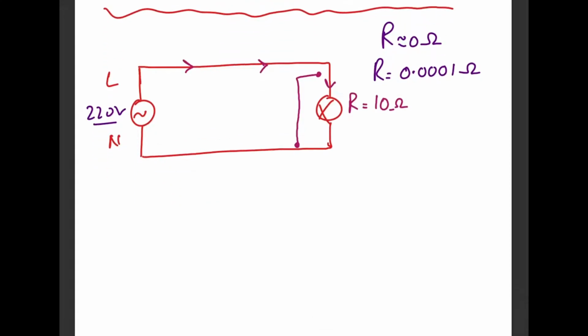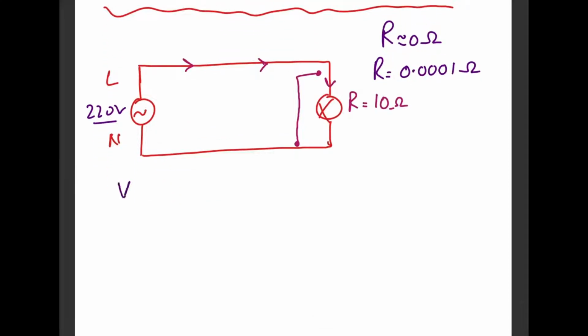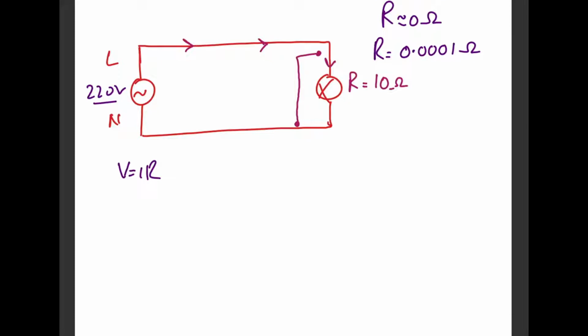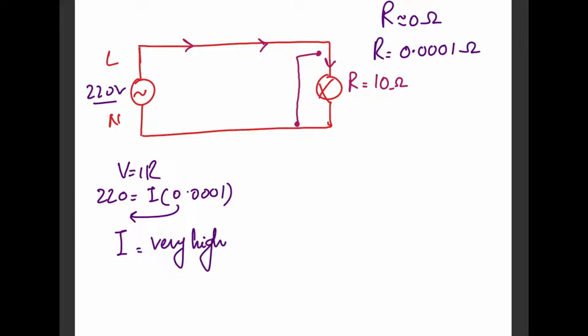So if I had to find the current in this situation, I would have used V equals IR. 220 volts are available to me. Current is what I want to find out, and the resistance is 0.001. If I take that over there, the value of current is going to be very high. This is a short circuit.